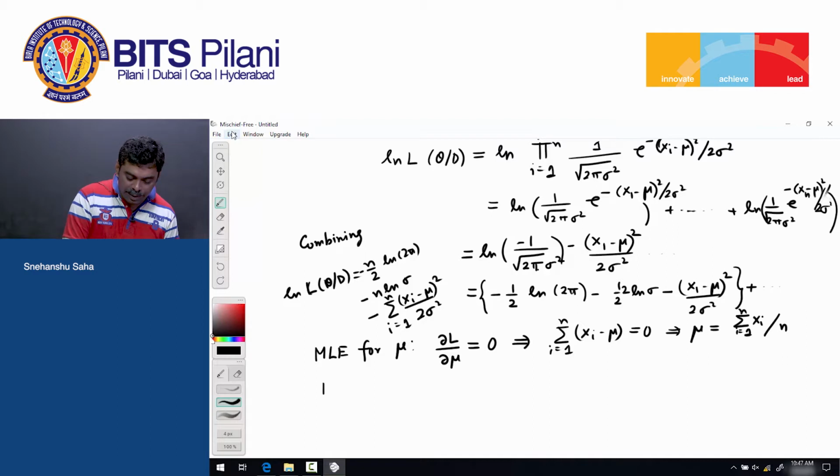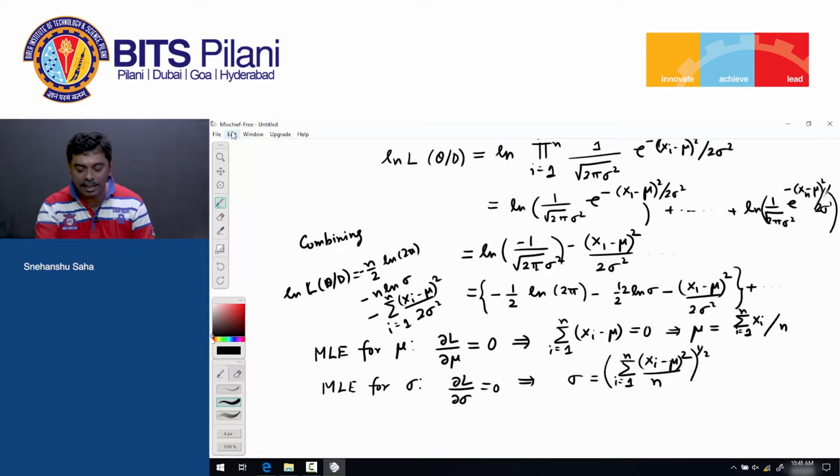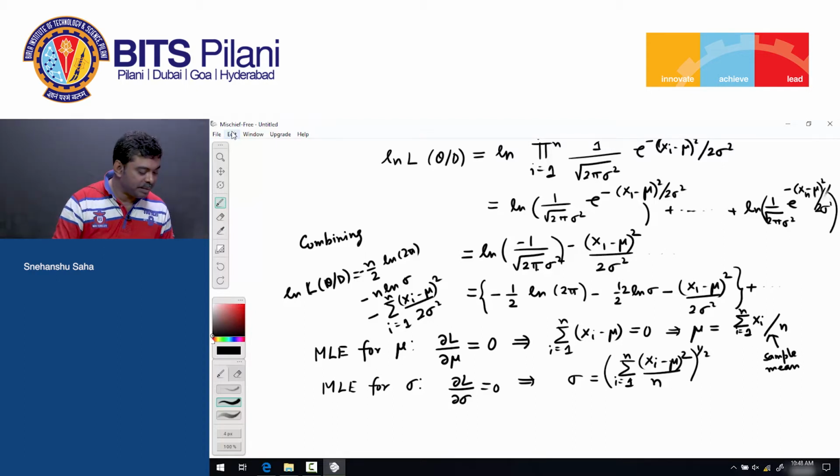Similarly, when we do that MLE for sigma, this is nothing but del L del sigma equal to 0. I am going to skip the intermediate calculus, and what I will find, if I do this correctly, is the summation from i equal to 1 to n of (xi minus the mean) square over n. So what is this? This is the sample variance, right? And what is this? This is the sample mean. Okay. So this is what a maximum likelihood estimation is.